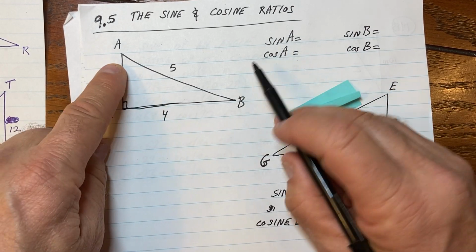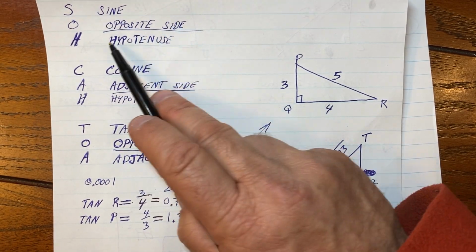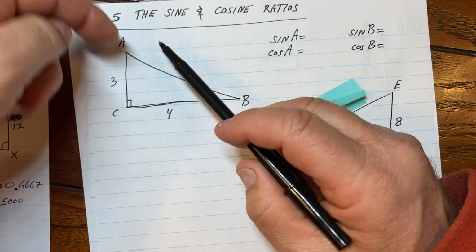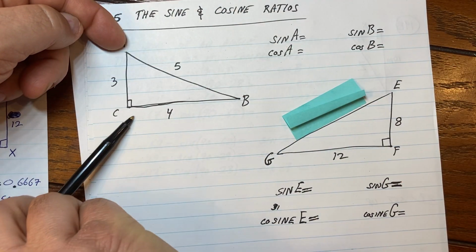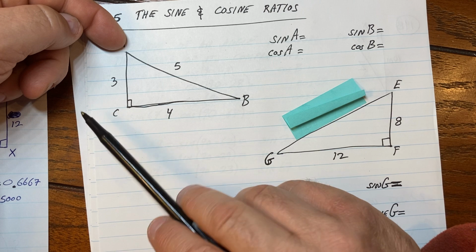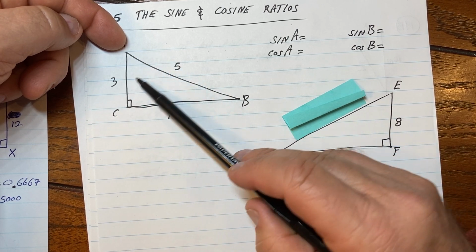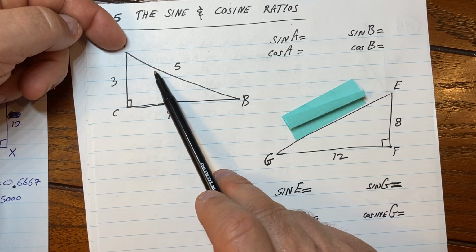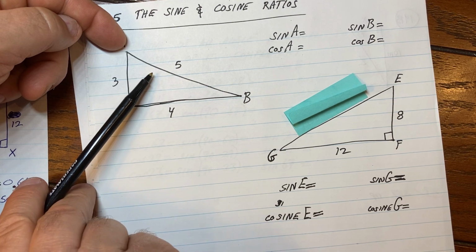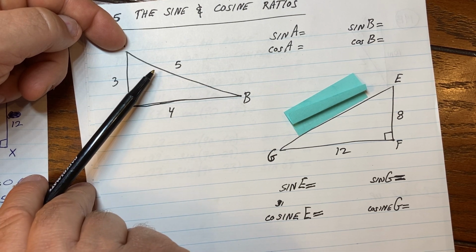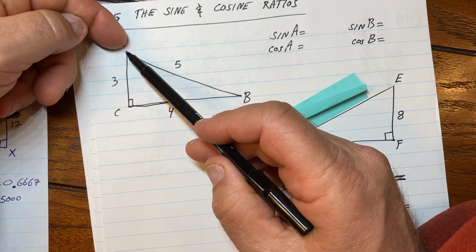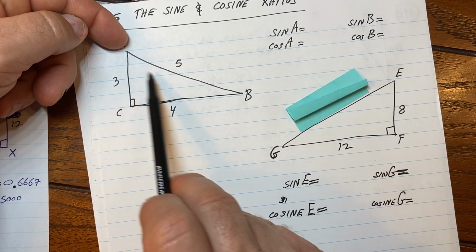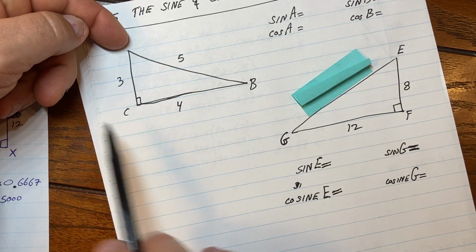So sine of A. Sine is defined as the opposite side divided by the hypotenuse. Relative to A, I would find the hypotenuse first. That's the hypotenuse. What's the adjacent? Adjacent means next to. That's the adjacent, and this is opposite. That's the hypotenuse.